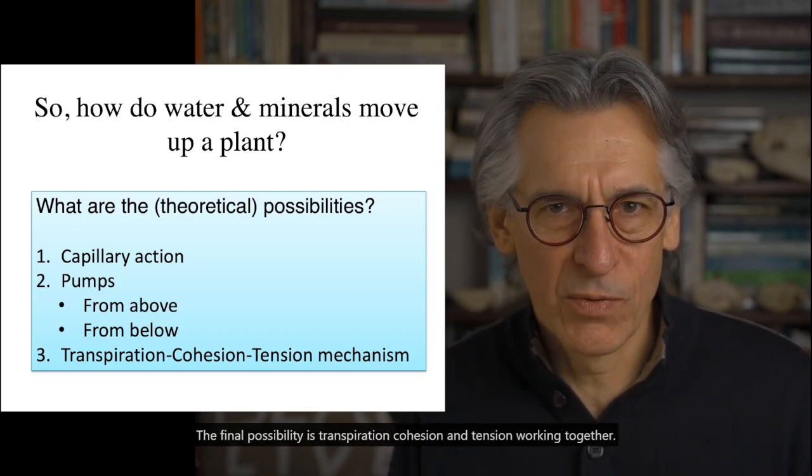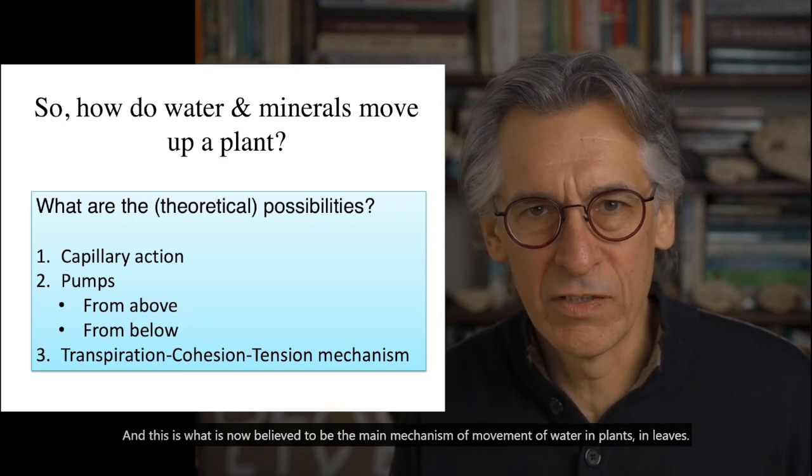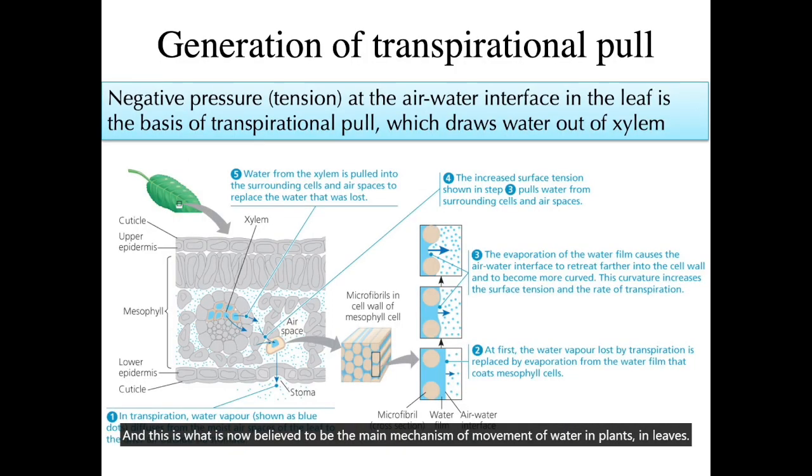The final possibility is transpiration, cohesion, and tension working together. And this is what is now believed to be the main mechanism of movement of water in plants. In leaves, there is a pull of water, and this is called transpirational pull. As water leaves the plant through an opening in the leaf, this pulls water up through the plant. The details of this are shown here, and we're not really going to be concerned with the actual details of what's going on in a leaf, but realize that water is being pulled up through the plant because water is lost through the leaf.